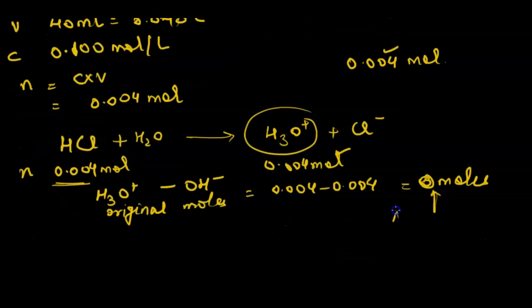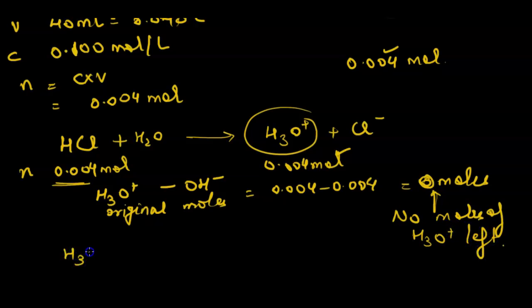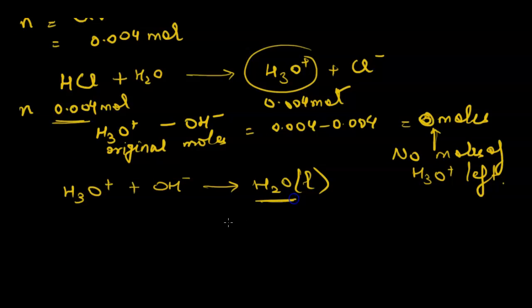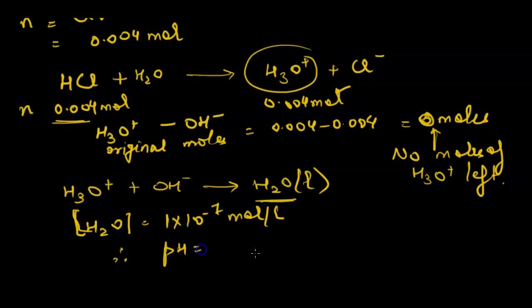So this means no moles of H3O positive are left, as all the H3O positive ions have reacted with OH negative ions to give us liquid water. And we know the concentration of H3O positive in water is 1 times 10 to the power of negative 7 moles per liter. Therefore, the pH is going to be equal to negative logarithm of 1 times 10 to the power negative 7, which when we put in the calculator will give us a pH of 7. This shows neutralization has happened, and this is called the equivalence point.